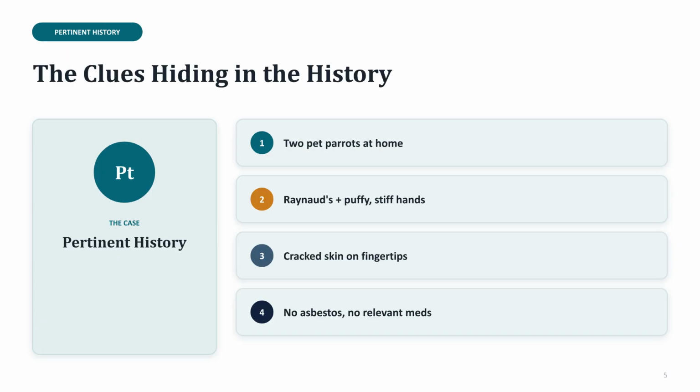Now the focused history. And this is where the diagnosis is often won. She keeps 2 pet parrots. Bird exposure raises hypersensitivity pneumonitis. She describes her fingers turning white in the cold. That is Raynaud phenomenon. Her hands are puffy and stiff in the morning, and the skin over her fingertips is cracked and roughened. Those last clues point away from the lung and toward a connective tissue disease. Hold on to both threads, birds, and hands.